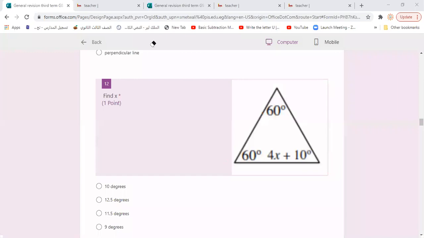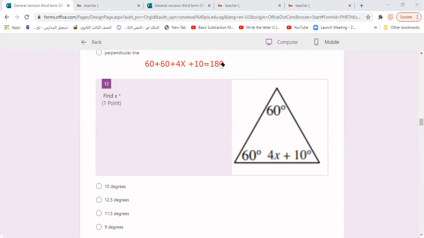Then maybe someone wants to do it like this: 60 plus 60 plus 4x plus 10 equal 180. And then he can solve the equation. It will give us the same answer. Okay, so we have two different ways to answer: subtract from the beginning 180 minus 60 plus 60, and then you will find the third angle, or we can make an equation for all angles at the same time.